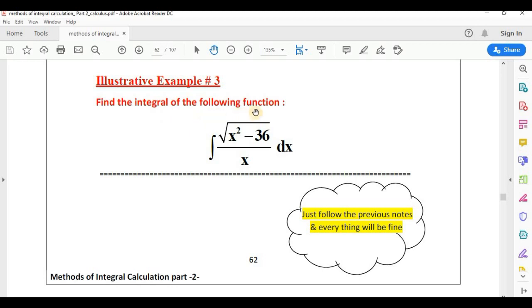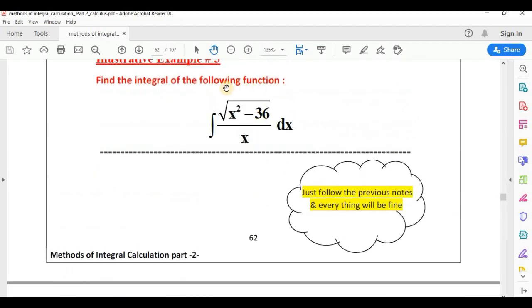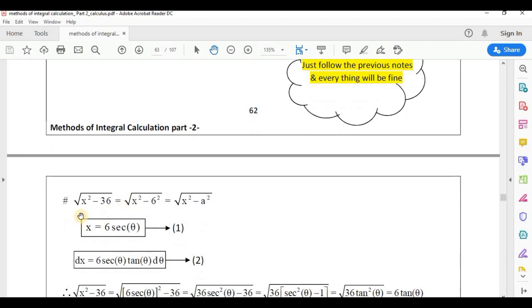Find the integral of the following function. We will just follow the previous notes and everything will be fine. First step, we will try to get rid of this radical expression. As we notice, this radical expression, x squared minus 36, will be equal to x squared minus 6 squared. It will be equal to the square root of x squared minus a squared, a variable squared minus a number squared.